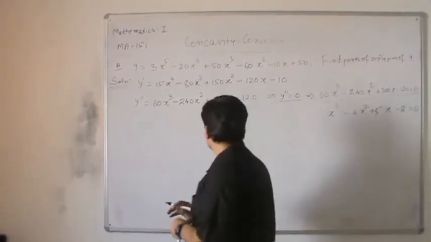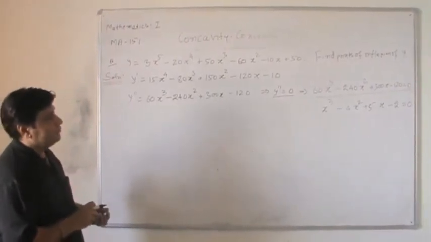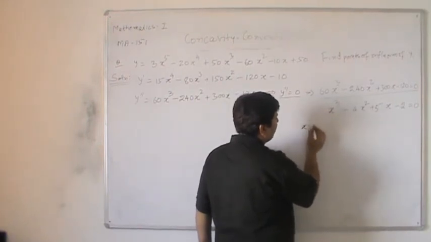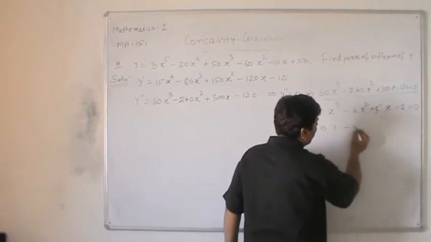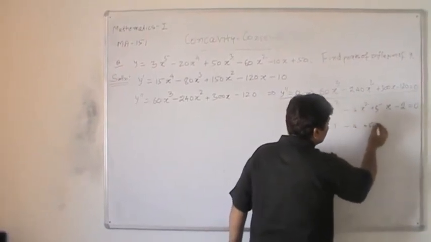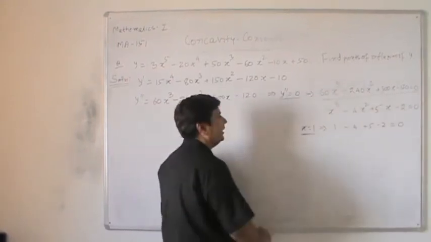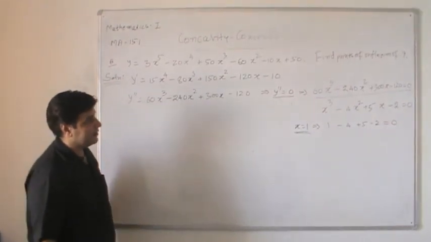Now we have to solve this equation, and we observe that this cubic equation is satisfied if I put x equal to 1. So if I put x equal to 1, then I get 1 minus 4 plus 5 minus 2, which is equal to 0. So x equal to 1 is a solution of the left hand side cubic expression.